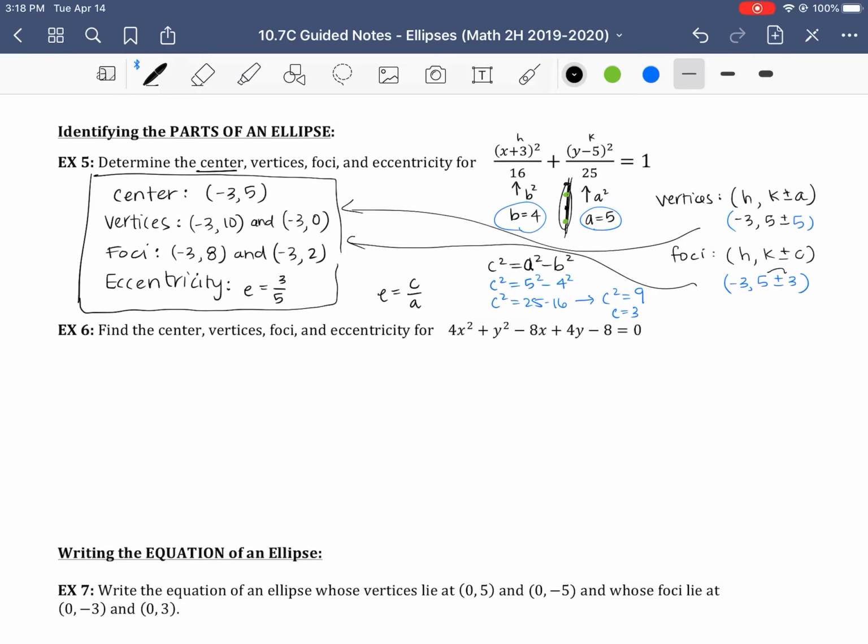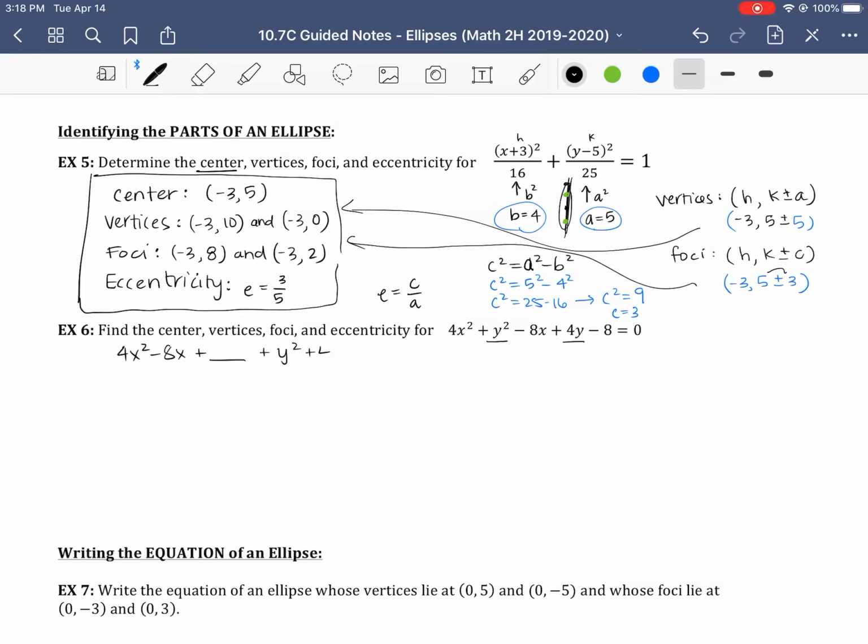Very similar on number 6, it's just not in standard form yet, so we need to put it in standard form. So again, we're going to follow the process of completing the square. I'm going to split up my x values and my y values, so we've got 4x squared minus 8x, there's my two x pieces. Then I'm going to leave a gap.